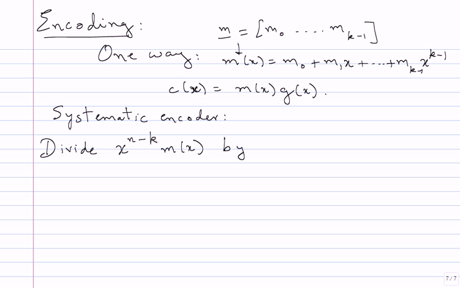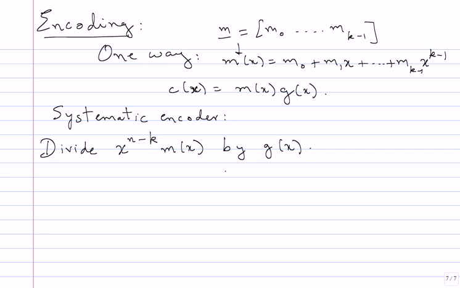Then what I'm going to do is divide this by g of x. You might wonder if this division by binary polynomials is very difficult. Actually, as I said, it's very easy. There's a simple LFSR circuit for division. It basically does the same long division that you do. The long division is not that tough.